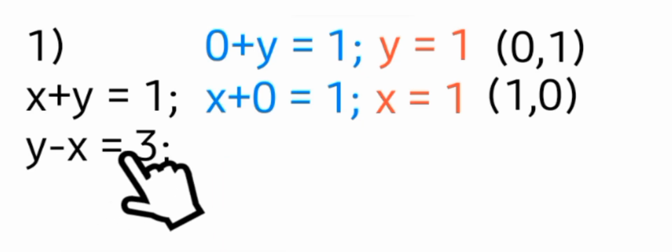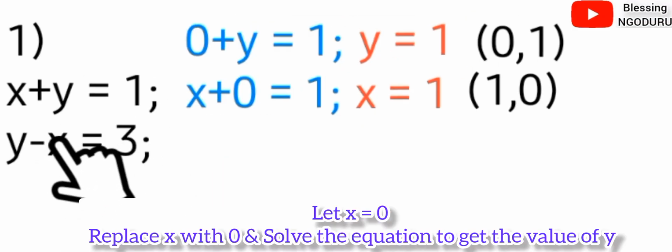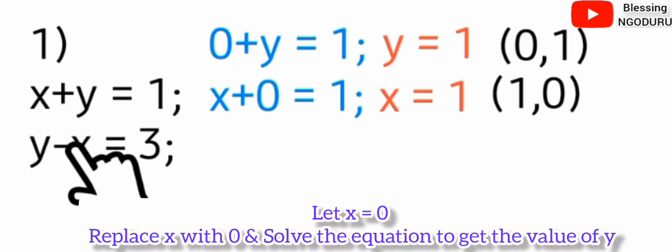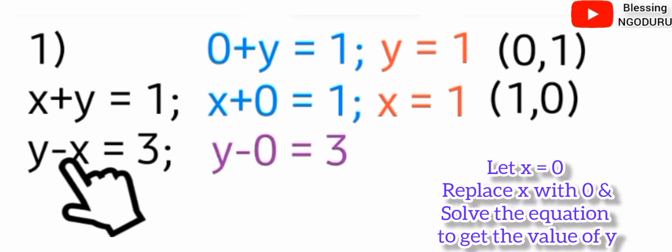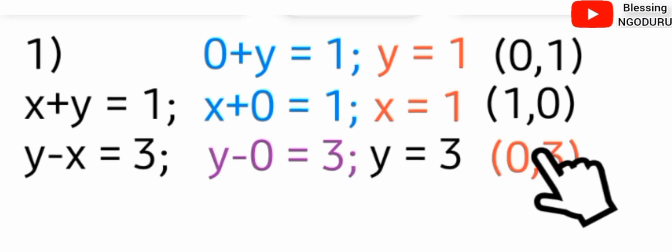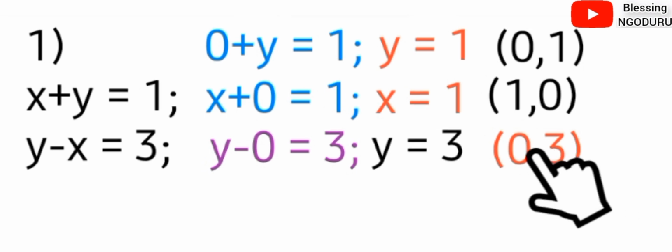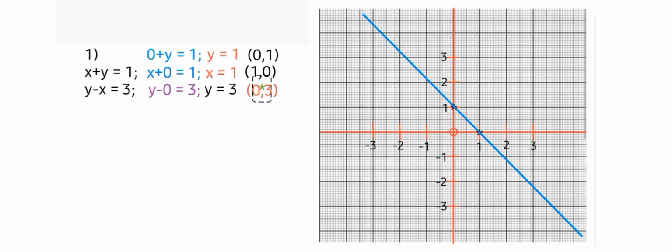Now in the second equation, let x be 0. That is, we replace x with 0 and solve the equation to get the value of y. Y minus 0 equal 3. So y is equal to 3. So this is the first coordinate for the second equation, where x is 0 and y is 3. Now let's plot this point in our graph. So we have x is 0, y is 3.